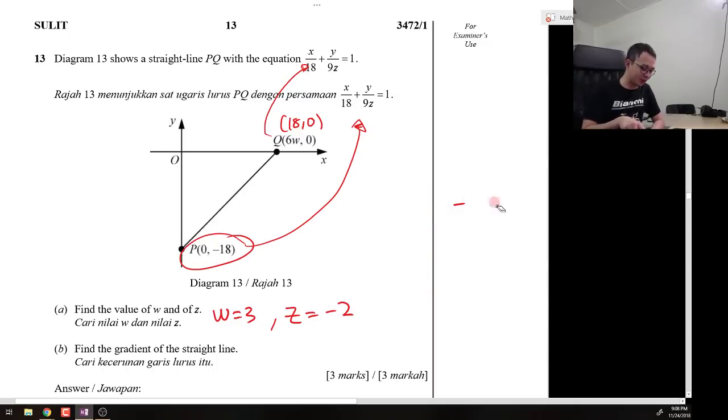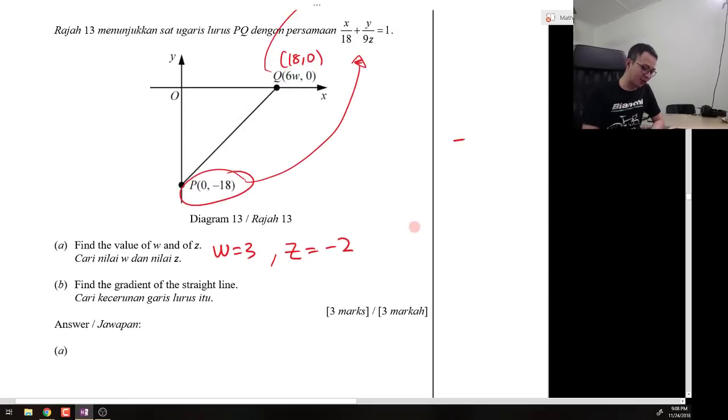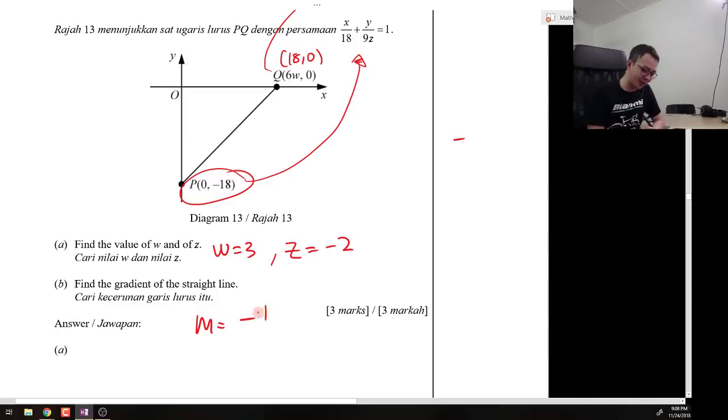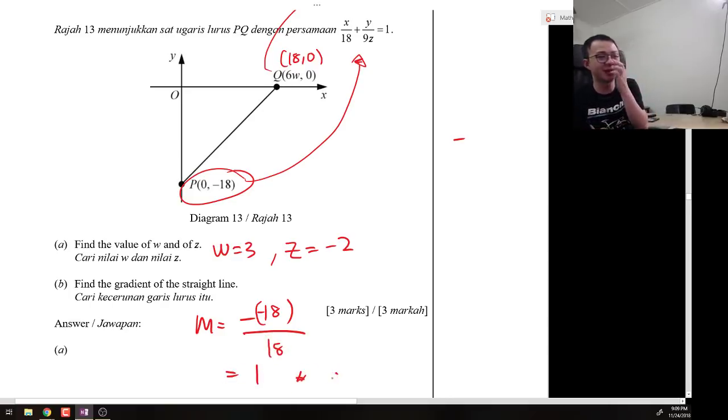Just plug in the coordinate and then find the gradient of the straight line. Just use the gradient formula. Gradient will be negative y-intercept, negative 18, over x-intercept 18, which is 1. It's sort of the easy mark here.